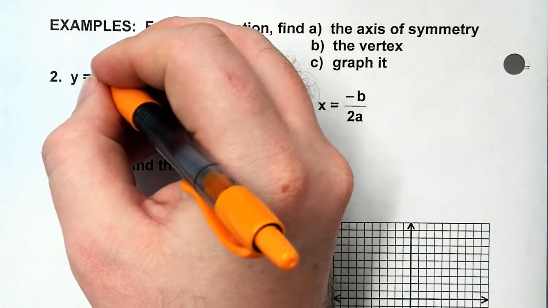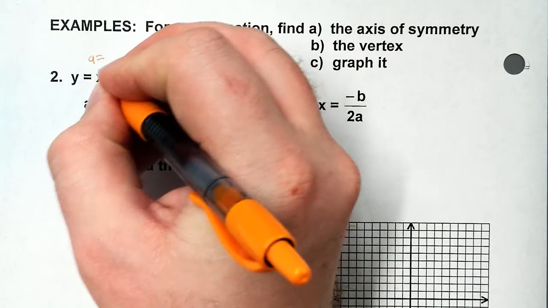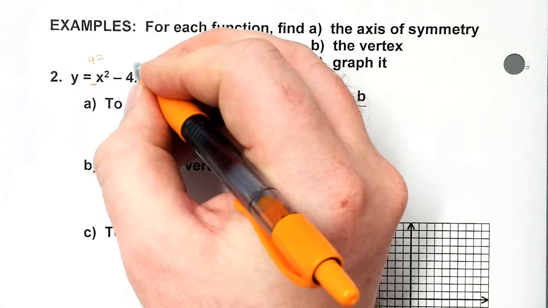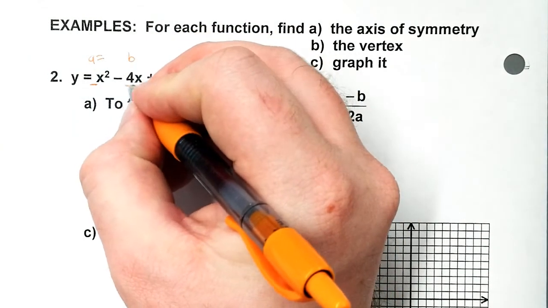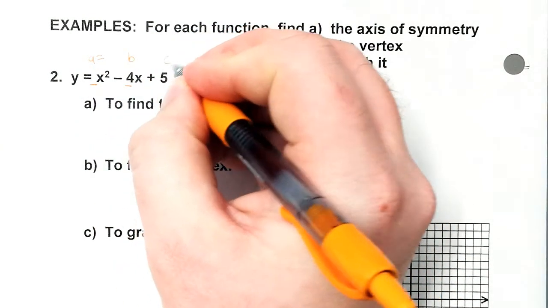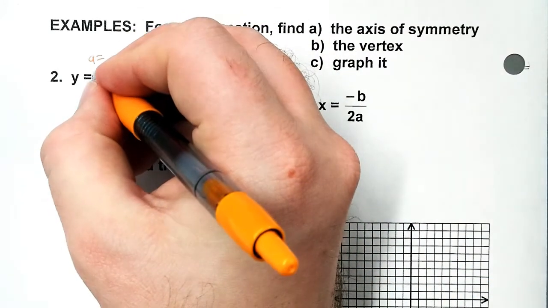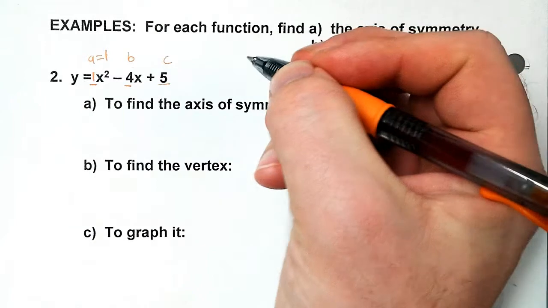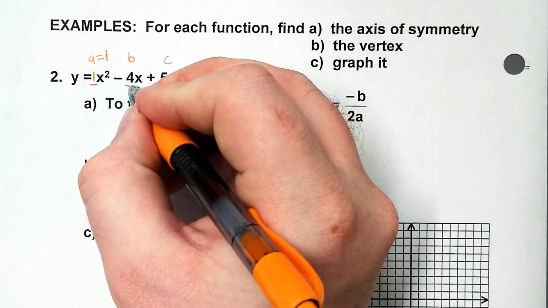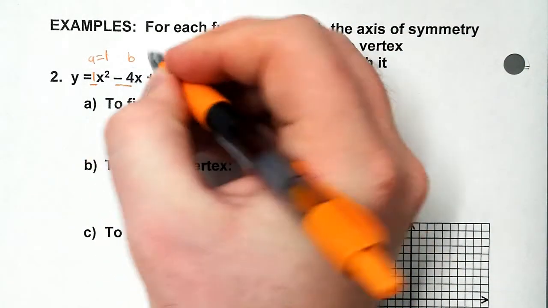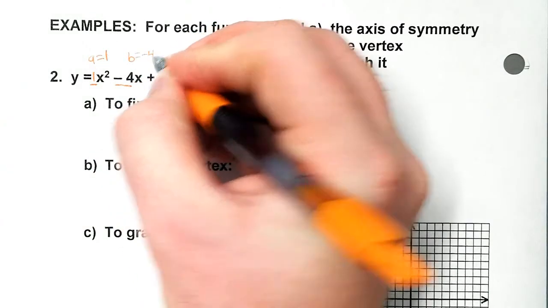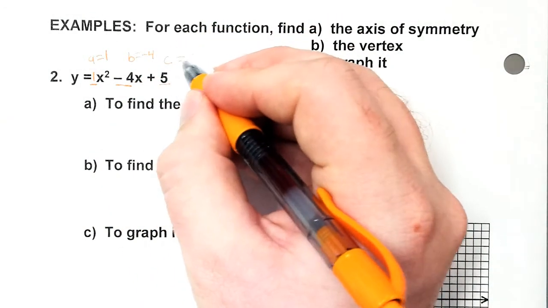So remember, the a is this value in front of x squared, the b is this value in front of x, and then the c is this value right here. So a is equal to, it's got that sneaky 1, so it's just 1. B is equal to not just 4, but that minus sign is with it, so it's going to be negative 4. And then C is just 5.